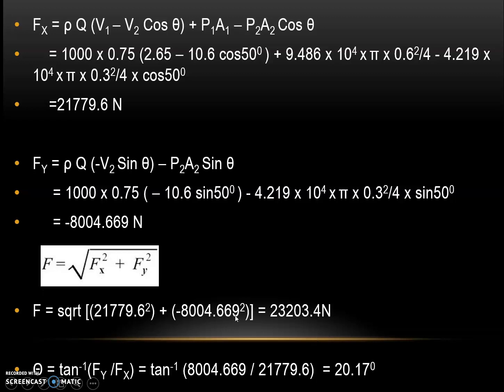So, substitute the values of Fx and Fy in the formula to get the resultant force F as 23203.4 Newton. And theta will be equal to tan inverse of Fy by Fx. So, theta is equal to tan inverse of Fy, that is 8004.669, divided by Fx, that is 21779.6, and we get the value of theta as 20.17 degree.